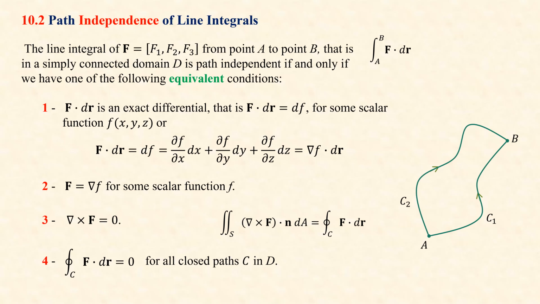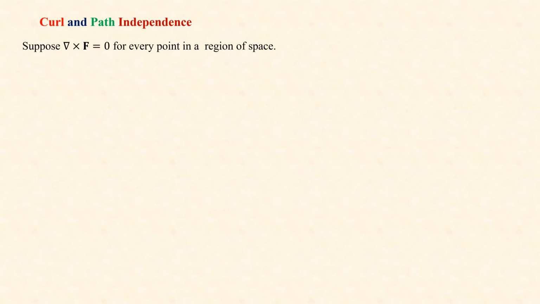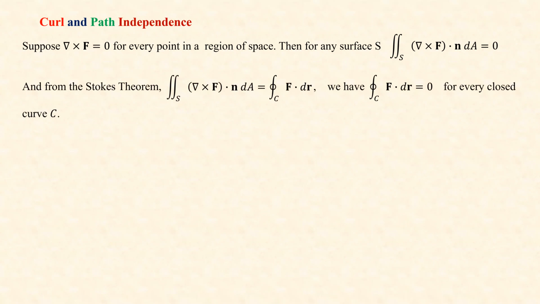So let's see what the curl has to do with path independence. Suppose curl of F is 0 for every point in a region of space. Then for any surface S, the surface integral of curl of F is 0, because curl of F is 0. And then from Stokes theorem, the integral of curl of F dot n is the same as the integral of F dot dr, which is the line integral over any closed path, and that is 0. Right?